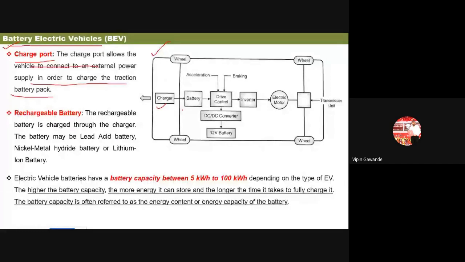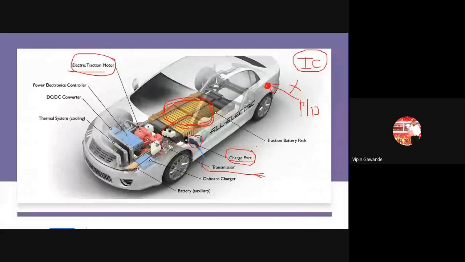And how does this battery get charged? You have to connect this vehicle to the electric charging station. Now here the battery gets charged, the battery of the vehicle. So that we have seen, that is our rechargeable battery. That is our rechargeable battery, or it is also called the traction battery pack. A large quantity of battery you have to use here, for storing the energy.